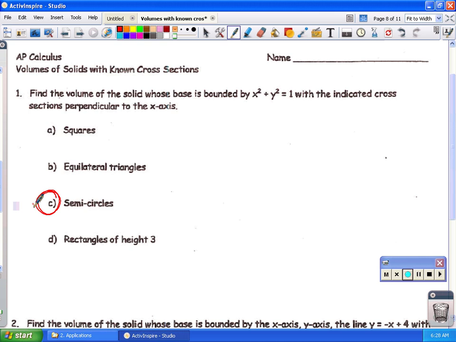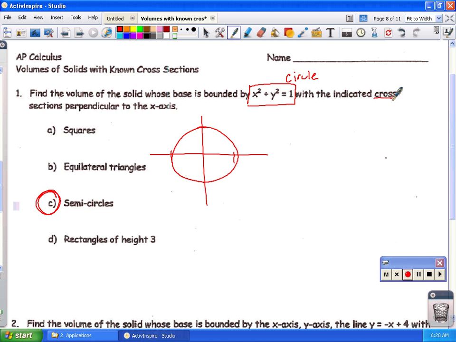Find the volume of the solid whose base is bounded by x squared plus y squared equal to 1. Hopefully you realize that that's a circle. So your first job is to draw the circle with a radius of 1. There's 1, 1, 1, 1. There's my circle. That's my base. That is my plate. That's what my cake is going to sit on. All right, let's keep reading.